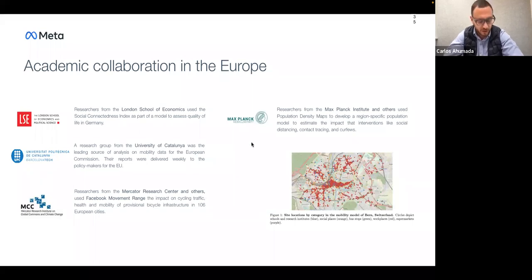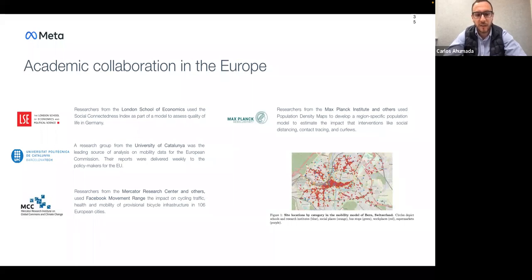And quickly, just to mention our academic collaboration in Europe, we have collaborated, for example, with the London School of Economics, which has used the Social Connectedness Index as part of a model to assess the quality of life in Germany. We also have collaborated very closely with the University of Catalonia, which was the leading source of analysis on mobility data for the European Commission during the COVID-19 pandemic. And the reports were delivered weekly to the policymakers in the EU.